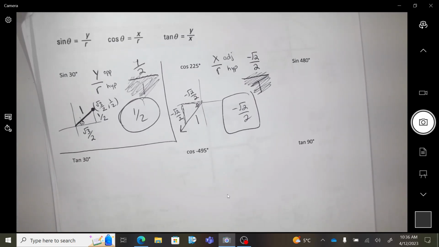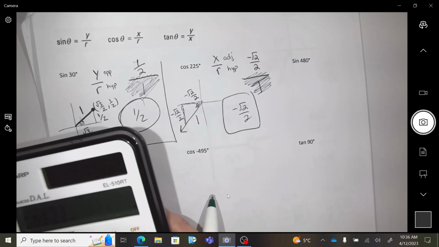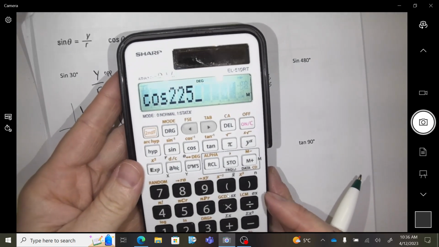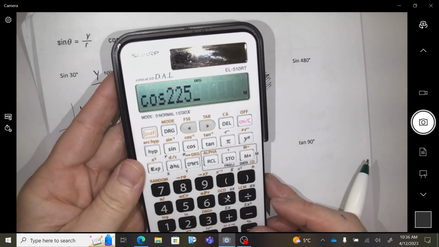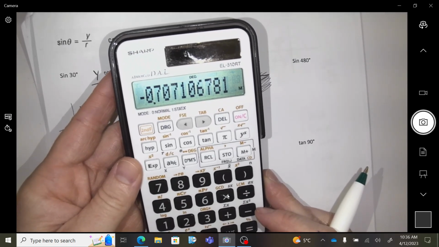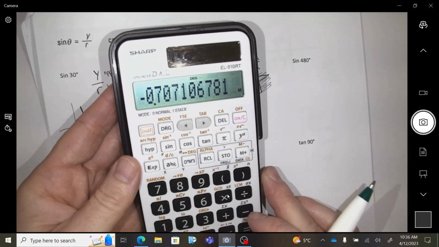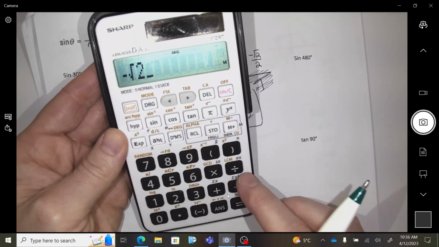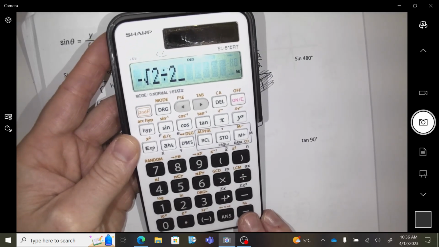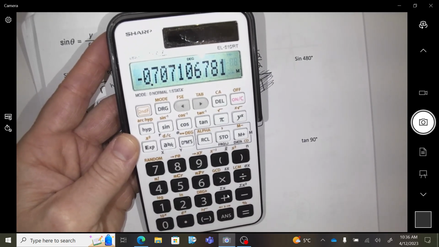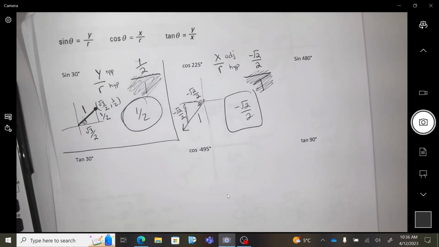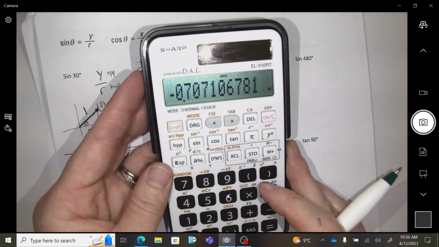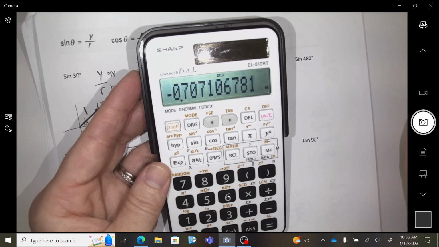Okay, I can check my answer, but you will not have a calculator with you. So cos 225 is negative 0.707. And if I want to check what negative root 2 divided by 2 is, it is that number. FYI, if you ever answered me this, you would get 0 points.